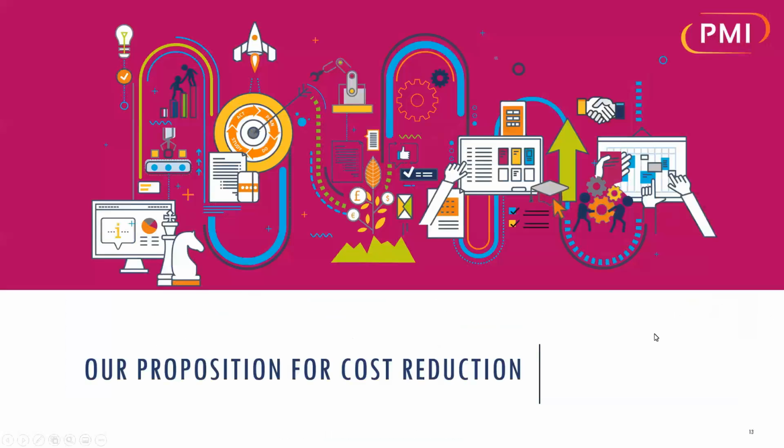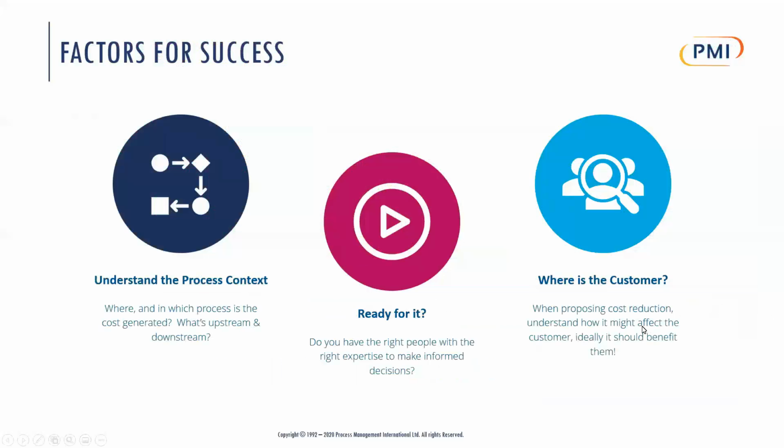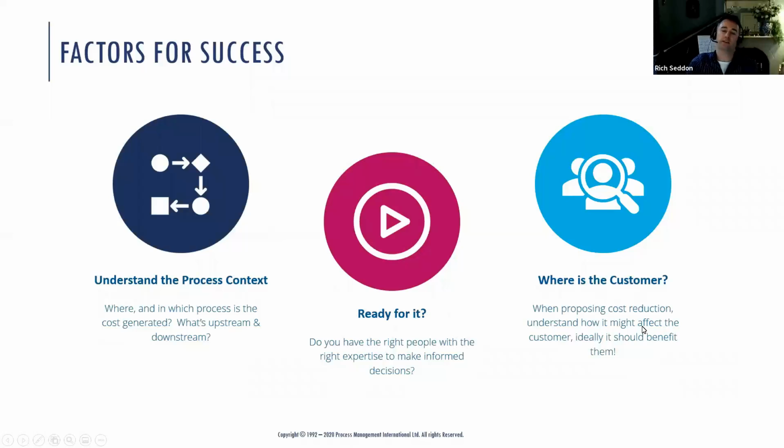So what's our proposition for cost reduction? I'm going to take you through some factors for success here. Number 1, here it is, bang up front. Understand the process context. So when thinking about cost reduction, it is critical for sustainable success, as I just mentioned, to understand where and in which process the cost is generated. And within that, understanding what's upstream and what's downstream.